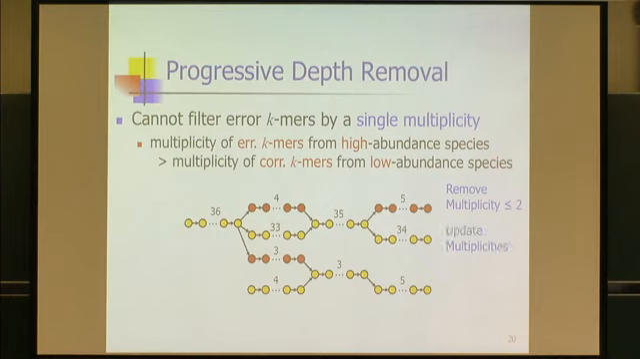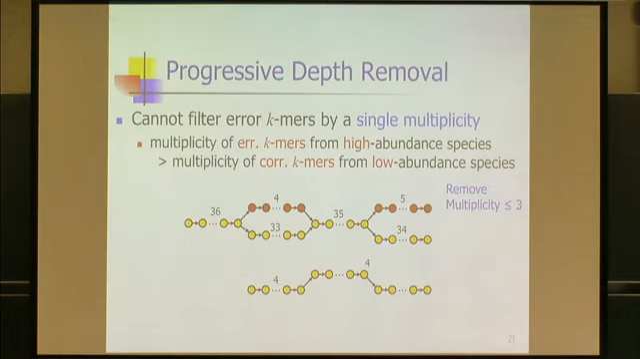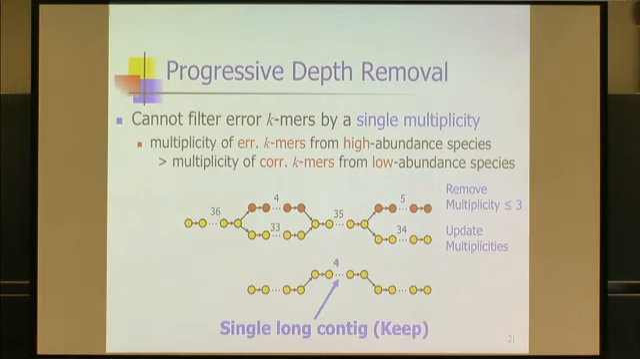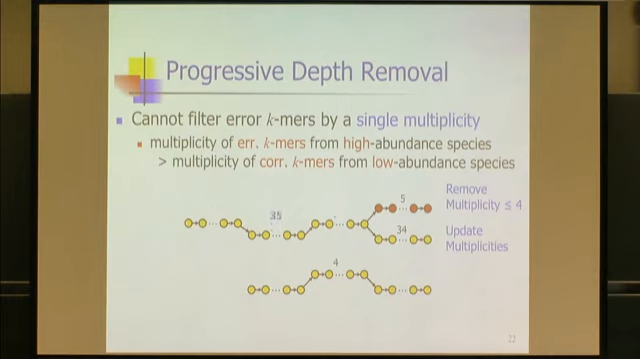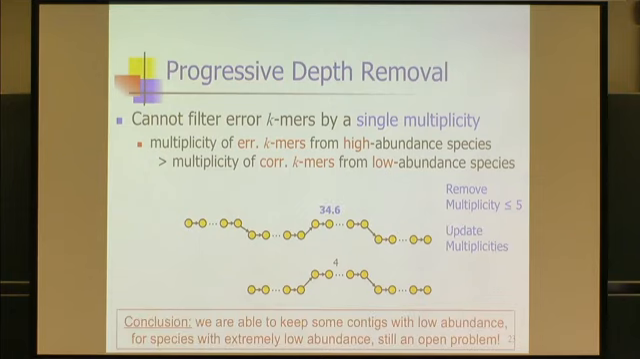You can see that we update the multiplicity, it becomes 4, and then we try to remove 3. Then we calculate the multiplicity again. Now you can see that this low abundancy context will stay, luckily. And so on and so forth. Of course, this example we purposely made to illustrate our idea. After the removal, we have only the correct vertices here. So this is the basic idea behind the progressive depth removal.